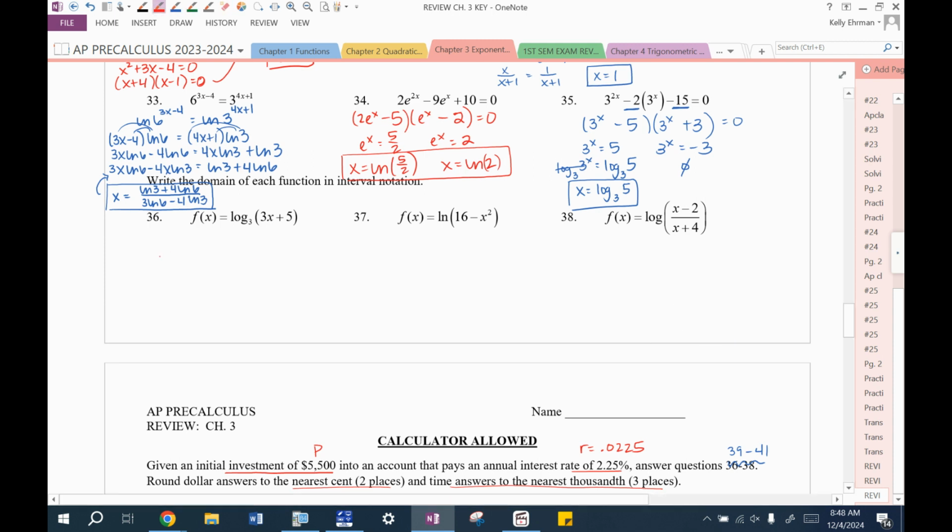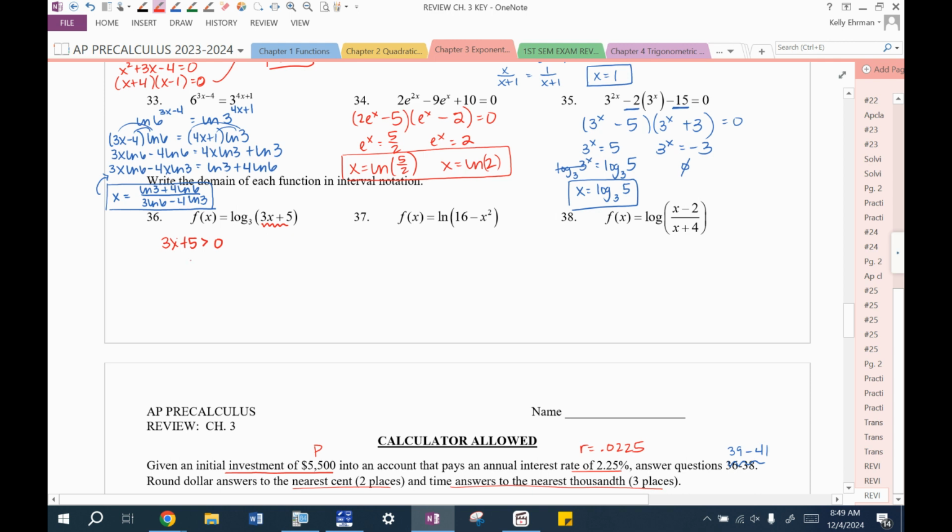Stepping back before we do the calculator part, let's do these domain problems. Okay, write the domain of each function in interval notation. So for any log, remember we can't take the log of a negative or 0. So it doesn't matter what log base you have, or natural log, or whatever, you're setting the expression inside of the logarithm greater than 0 every single time, because we want to make sure that this stays positive.